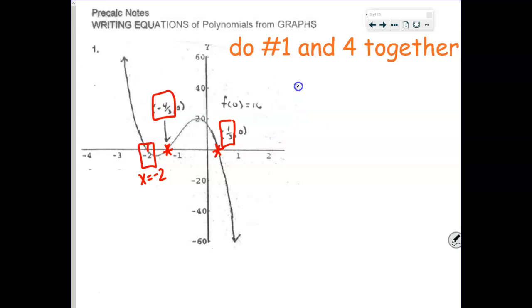So what I need you to do next, and there's going to be a little bit of work, so write kind of small. You're going to write a start of an equation. Put down a variable a, because I don't know a yet. And now I want you to think backwards. If you know you have a solution at x equals negative 2, what does that factor look like?